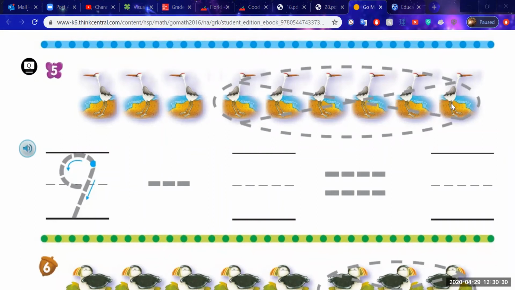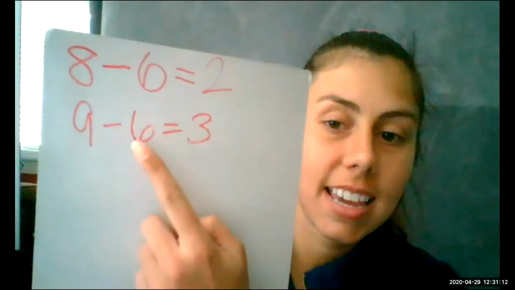How many sand cranes are crossed out, or are we taking away? 1, 2, 3, 4, 5, 6. We're taking 6 sand cranes away. So 9 minus 6 equals, how many sand cranes do we have left? That's right. We have 3 sand cranes left. So 9 minus 6 equals 3. Go ahead and write that down. 9 minus 6 equals 3.